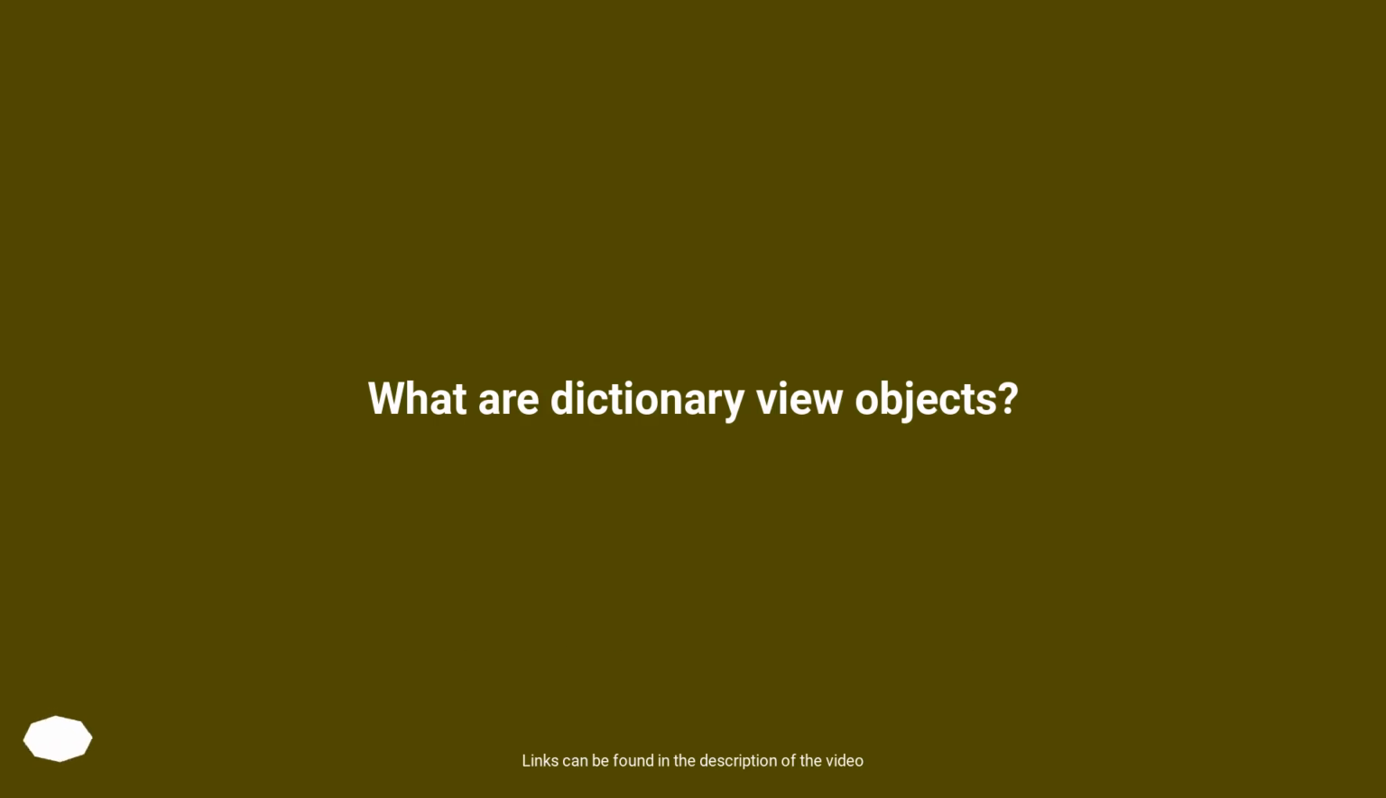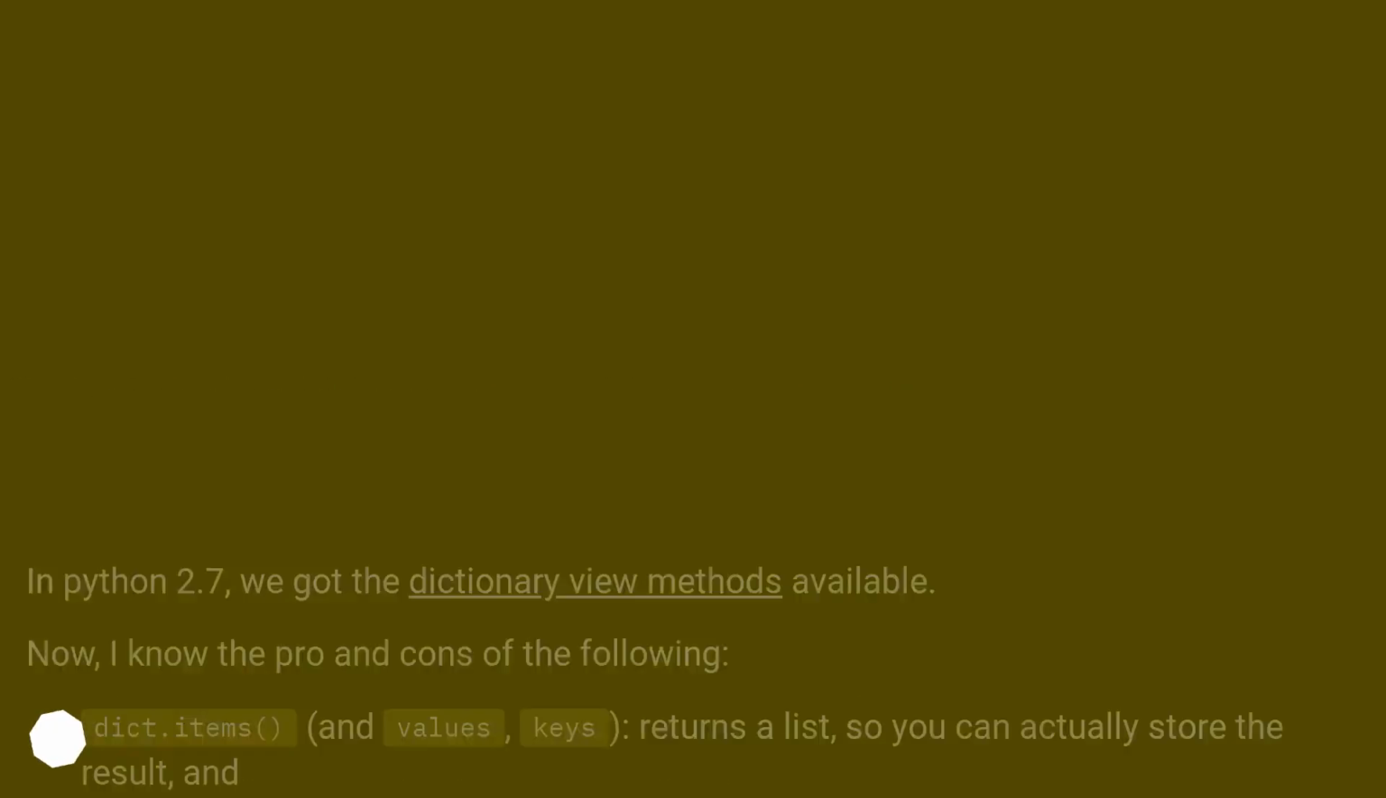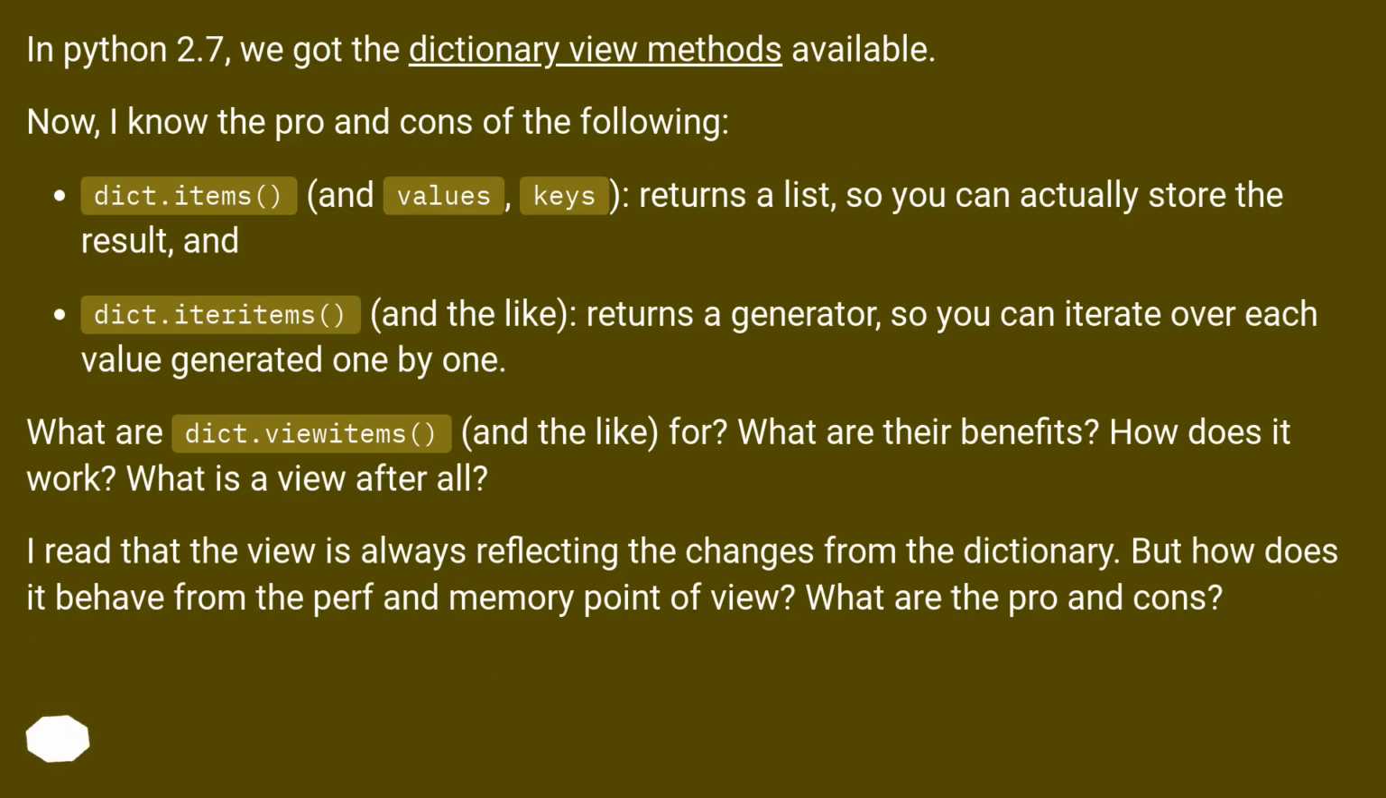What are dictionary view objects? In Python 2.7, we got the dictionary view methods available. Now, I know the pros and cons of the following. dict.items, values, and keys return a list, so you can actually store the result, and dict.iteritems and the like return a generator, so you can iterate over each value generated one by one.